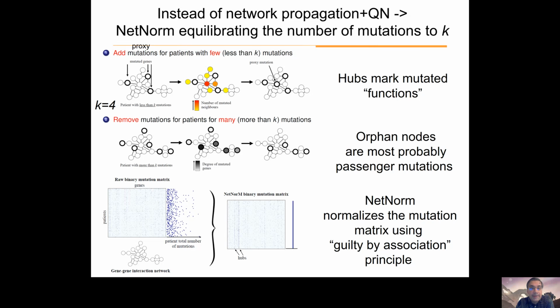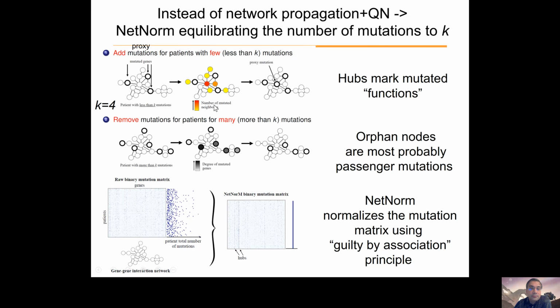To achieve this, we define a so-called target number of mutations, K. In this cartoon example, we use K equal to 4. Then we split all patients in our collection into those patients who have fewer than K mutations and those patients who have more than K mutations. And we treat them differently. For those patients who have fewer than K mutations, for example, we have a mutational profile with only 3 mutations, here, here, and here, in these 3 genes.